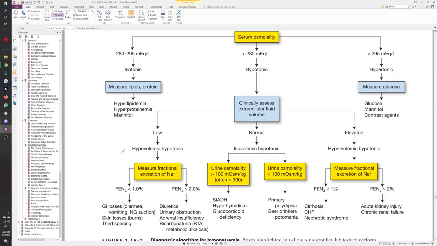Where does that occur? The number one case scenario where this occurs is diuretic abuse. Someone who's trying to use diuretics to try to lose weight, right? You don't end up losing weight at all. You actually just end up losing a lot of your water weight. That's it.